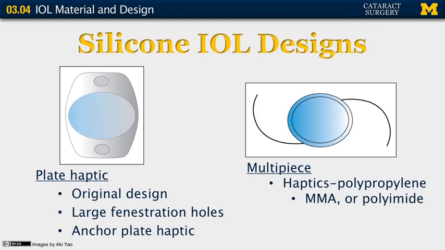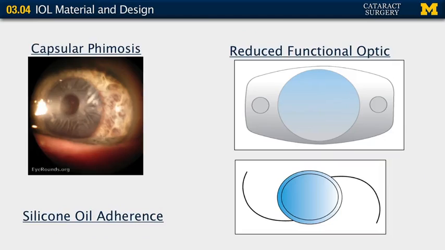And they also help the anterior and posterior capsule leaflets to adhere to one another through the fenestrations. This may help with long-term stabilization. One problem with plate haptic silicone lenses is that they do have a tendency to dislocate after YAG laser capsulotomy. The multi-piece silicone lens has haptics made of polypropylene and again is placed in the capsular bag.